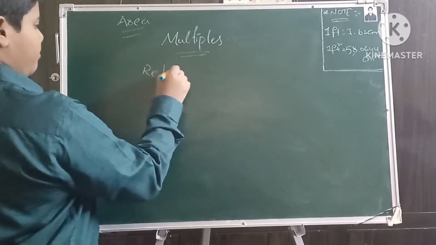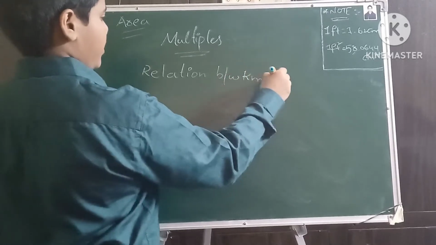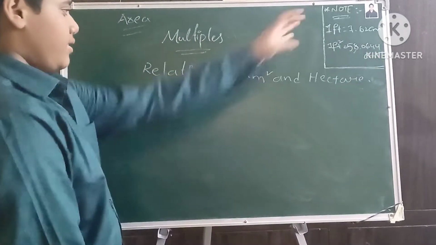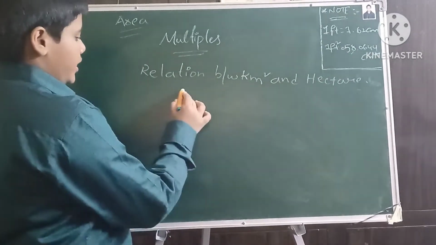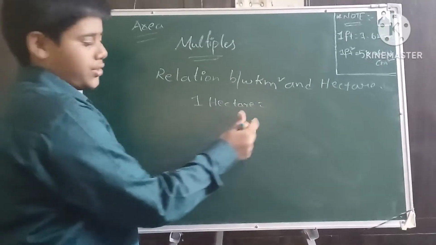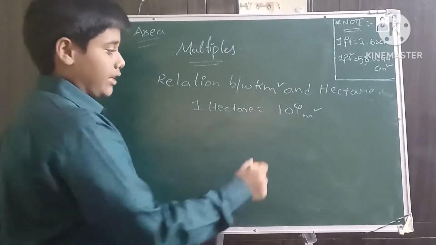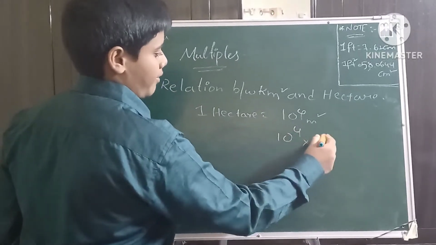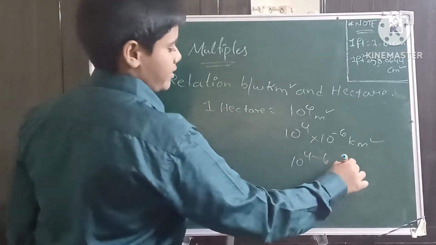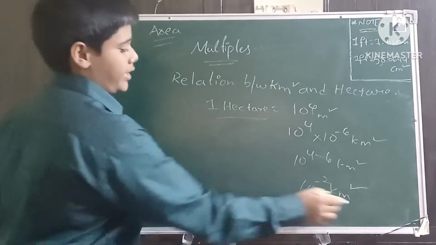So the relation between kilometer square and hectare. Here 1 hectare is equal to, we already know, 10 to the power of 4 meters square. Here 1 meter square is equal to 10 to the power of minus 6 kilometer square. So 10 to the power of 4 minus 6, kilometer square, and 10 to the power of minus 2 kilometer square is the relation between hectare and kilometer square.